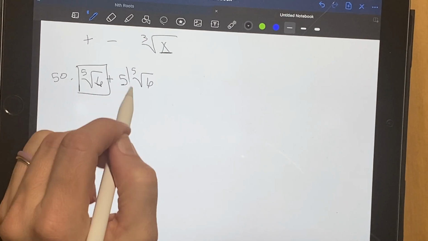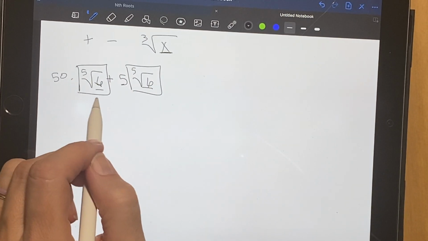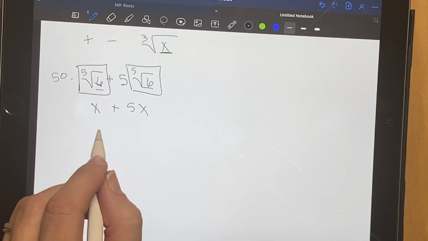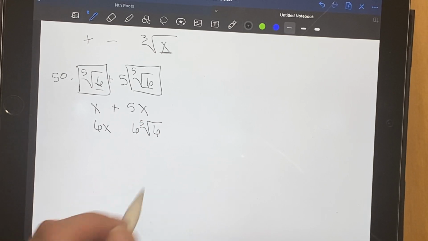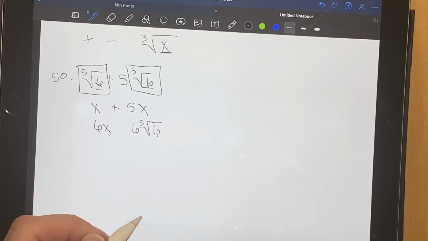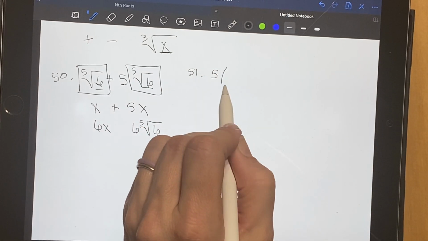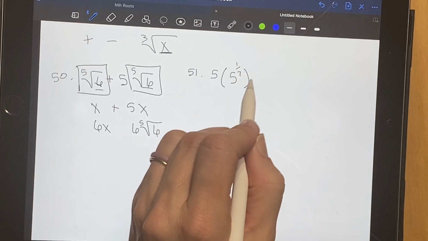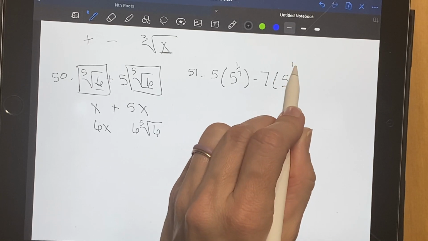Yes, I have like families. I've got an index of 5, a base of 6. They're exactly the same. This would be the same as x plus 5x. So I've got 6x, or 6 times the fifth root of 6. Okay, let's look at 51. 51 says 5 times 5 to the 1/7 minus 7 times 5 to the 1/7.